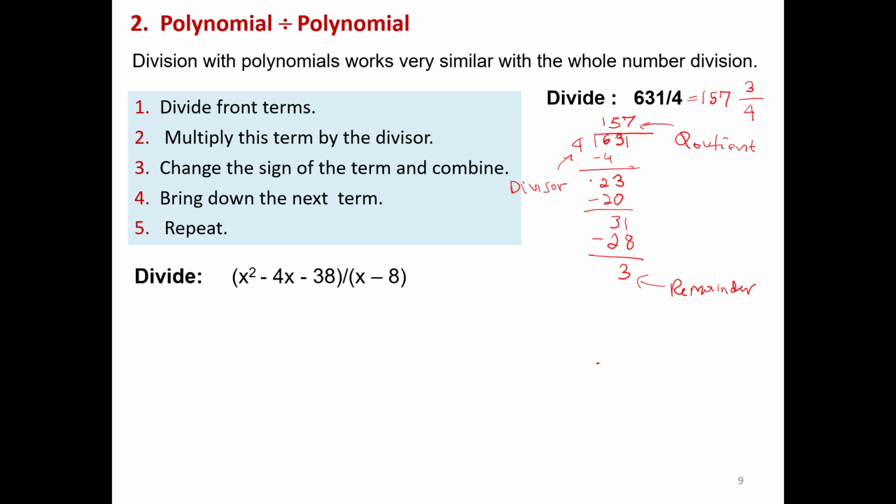And let's review the steps we did in this procedure. We divide the front terms first, 6 and 4: 6 divided by 4 is 1. Then we multiply this 1 by the divisor: 1 times 4 is 4. We change the sign and combine the two numbers: 6 minus 4 is 2. We bring this 3 down, and then we repeat the procedure.